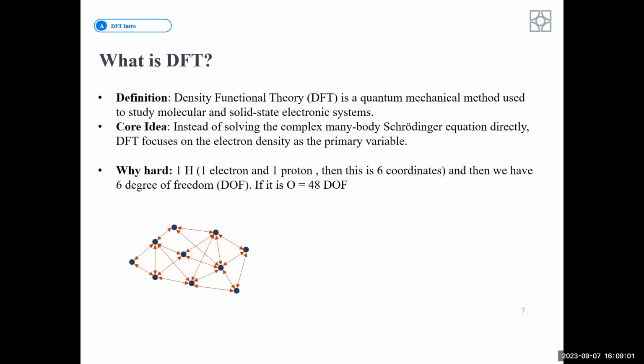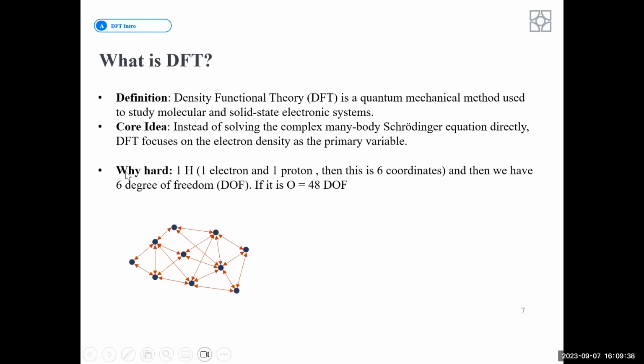Okay, so density functional theory, again, is a quantum mechanical method used to study molecular and solid-state electronic systems. This is how we define DFT. So the core idea, again, instead of solving the complex many-body Schrödinger equation directly, is that DFT focuses on the electron density as the primary variable. Because once you evaluate the density of electrons, you can gain a lot of information about the structure. So you can understand the characteristics, the energy, etc. And then you can relate to the behavior of this material.